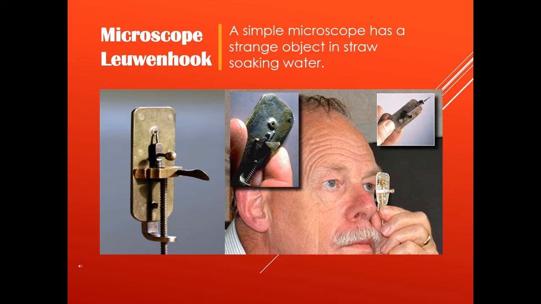As what I mentioned before, the second guy is Anthony van Leeuwenhoek, and this is a picture of Leeuwenhoek's microscope. This is a simple microscope has a strange object in a straw soaking water. As you can see, this is the picture of the first microscope by Anthony van Leeuwenhoek.